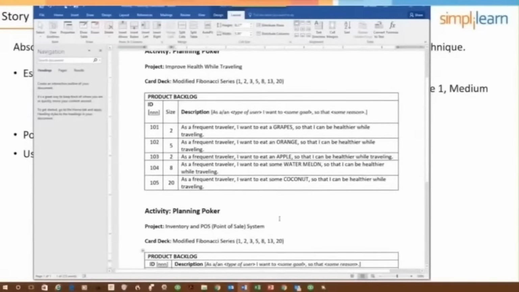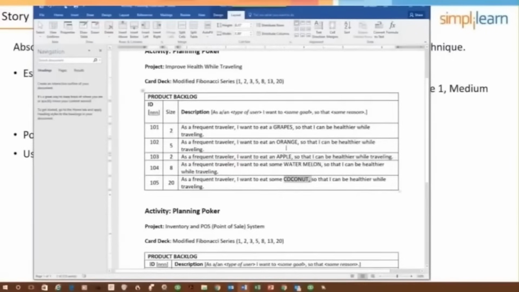If I had said, team, I want you to pick a small user story, a medium user story, and a large user story, and then we would compare other stories to those three, so we would kind of triangulate. Let's say that we did: grapes were small, apples were medium, and coconuts were large.